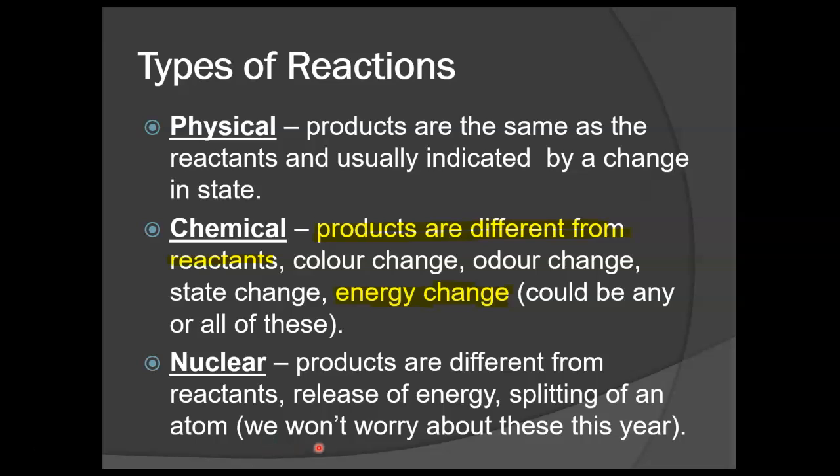Next, we have nuclear reactions, which we're really not going to talk about this year. If you take some physics, you've probably already taken some of this, or if you're doing Science 30 in the future, something like that, you might see these. The products, again, are different from the reactants, but there's a much greater release of energy in a nuclear reaction, and it involves either the splitting or the fusion of an atom. So either breaking it apart into two smaller atoms or taking two smaller atoms and fusing them together. We're not going to go deeply into that. So really we're going to be focusing right now on chemical reactions.